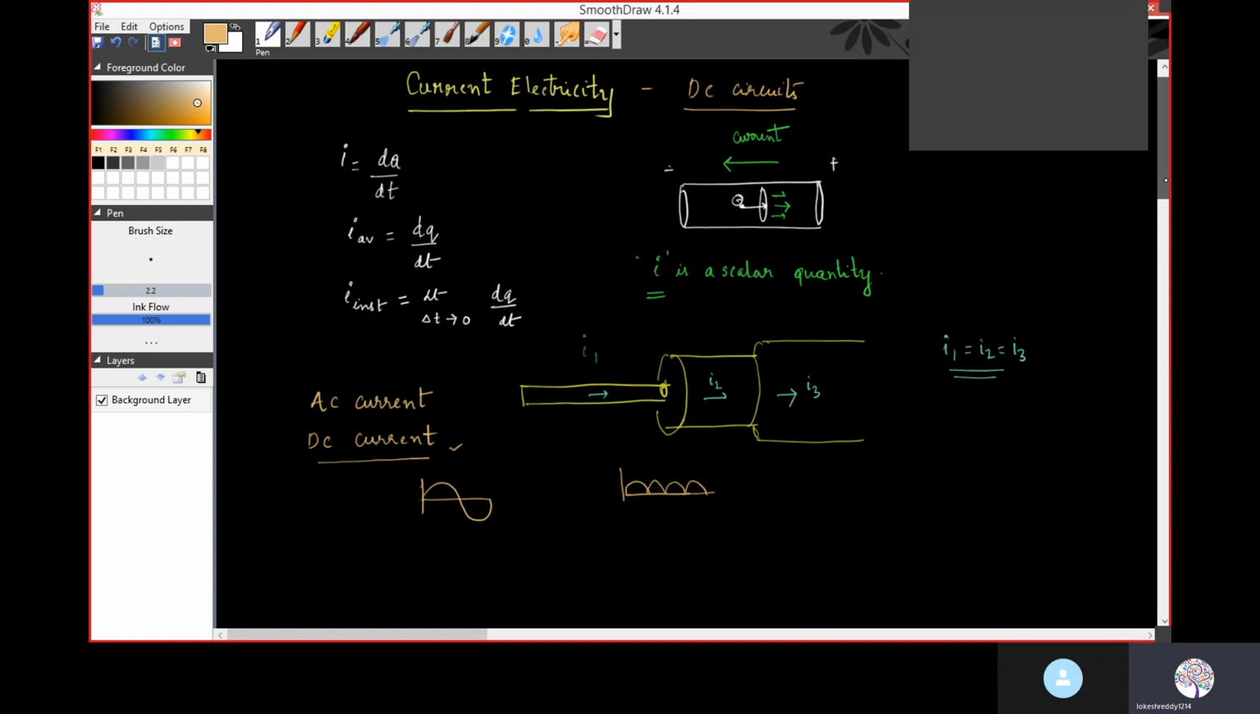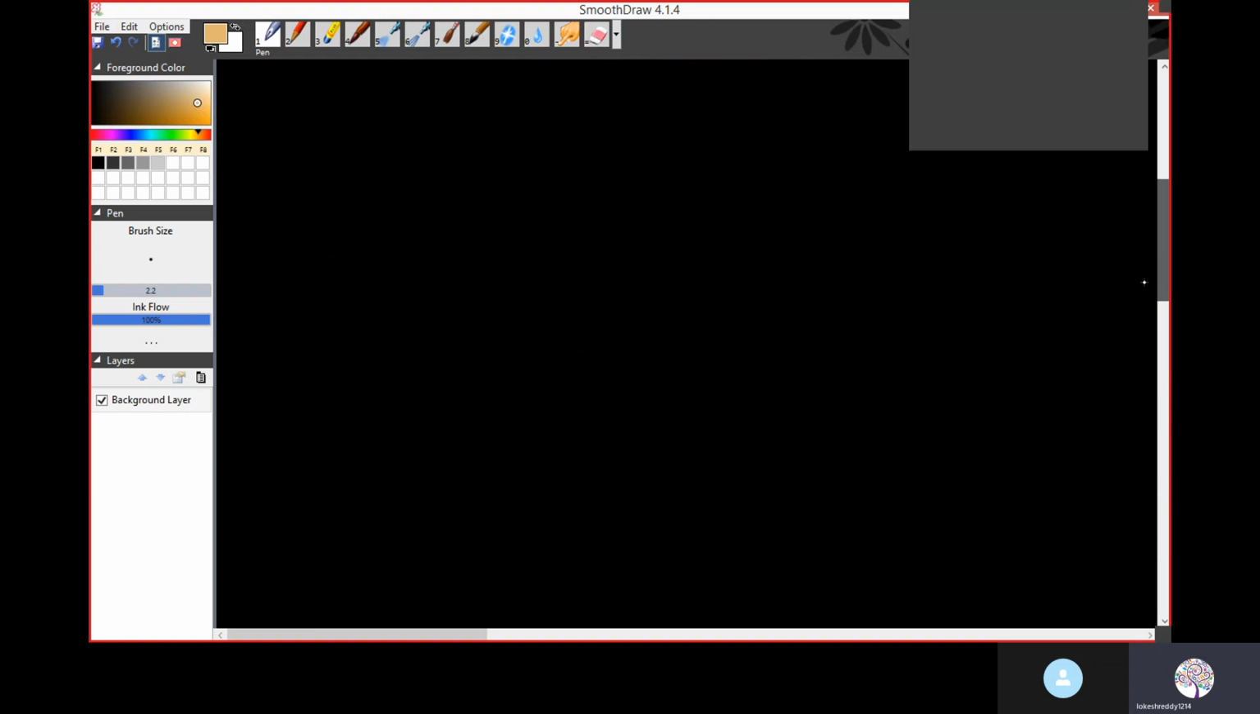Now, next concept is current due to translatory motion of a charge. If you consider an area of cross section, and in this direction positive charge is going, then we say that is the direction of current. The direction in which the positive charge moves is the direction of current.